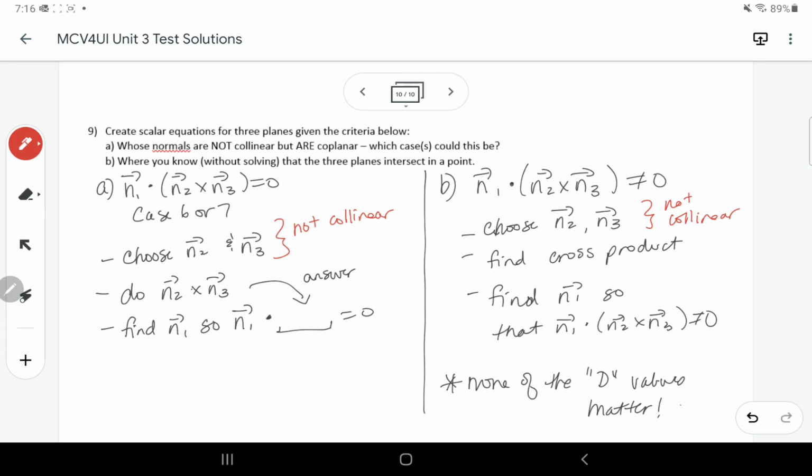But as long as you get two normals that are not collinear, do their cross product, and then you choose the third normal, either so that it would equal 0 when you dot product with the cross product answer, or so that it would not equal 0. And just knowing that that's case 6 or 7, and this one would be case 8.